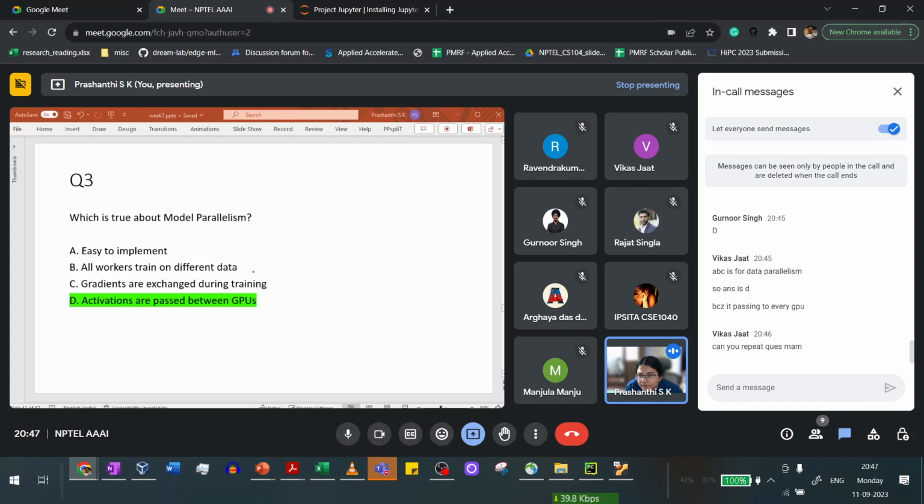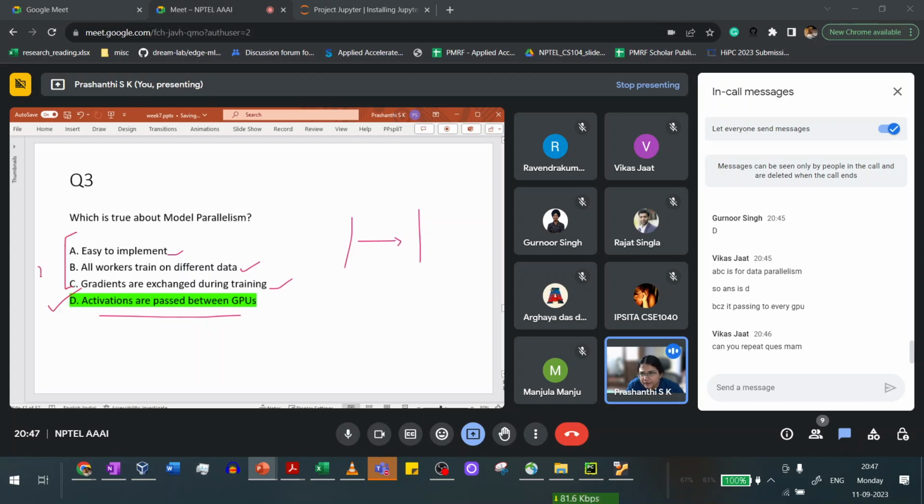Yeah. So let's look at the answer. It is activations are passed between GPUs. So again, like someone pointed out, data parallelism is easy to implement, and there the model is the same across all the workers. You just partition the data between different workers, and again gradients are exchanged. And in model parallelism, assuming you are partitioning it layer-wise from one layer to the next, assuming these are on different GPUs, you have to pass the activations. So that is true about model parallelism. All of these are for data parallelism.